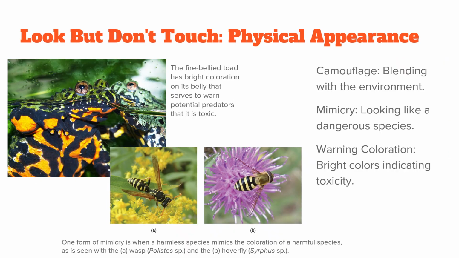Many organisms have evolved physical traits to avoid predation. Camouflage helps organisms blend in. Mimicry allows harmless species to resemble harmful ones. Warning coloration advertises danger or toxicity. Visual signals change predator behavior.